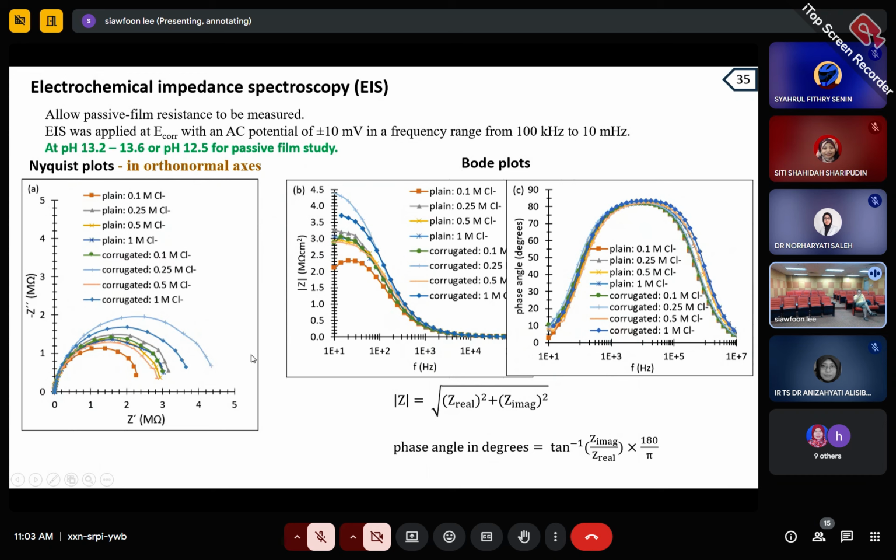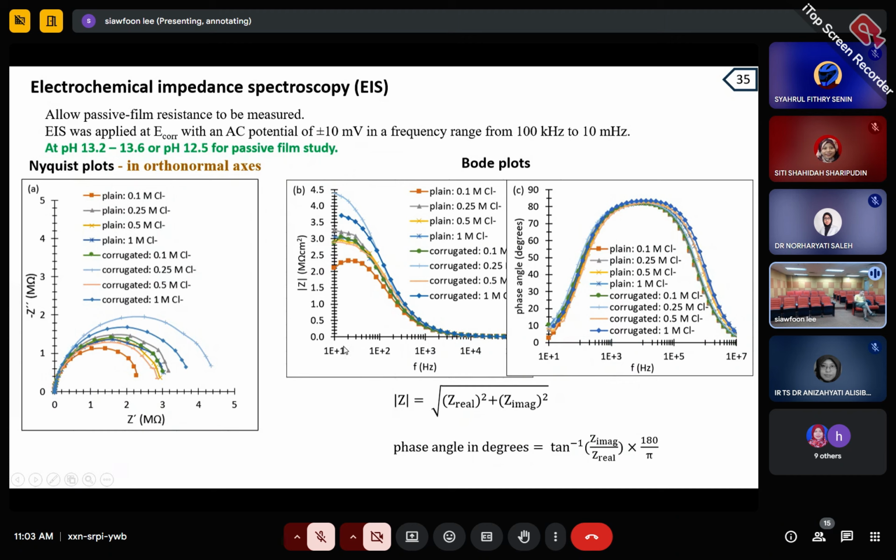In these Nyquist plots, usually in academic studies, they hope that you plot it in orthonormal axes. What is meant by orthonormal axes? We mean you put the same scale on the y-axis and also the same scale on the x-axis, and then you will see clearly that the curve you get is actually a semicircle.